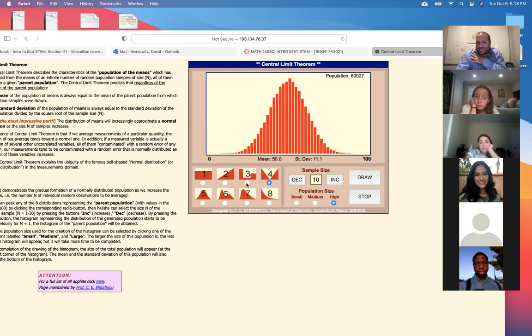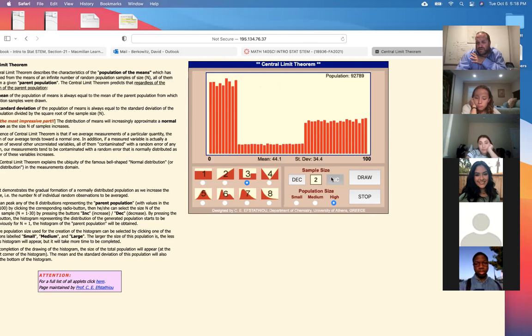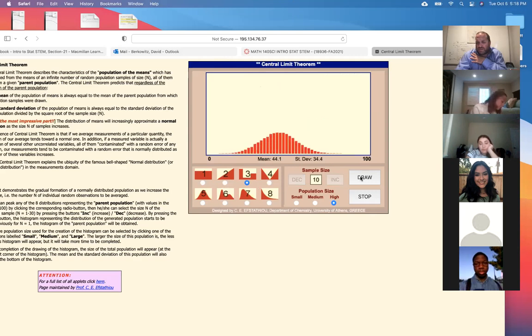Let's do something like 3, 1 at a time, which looks very strange. Lots of small numbers, some big numbers, not really a lot here. And let's do samples of size 10. Ooh, what? What is that? What is that?